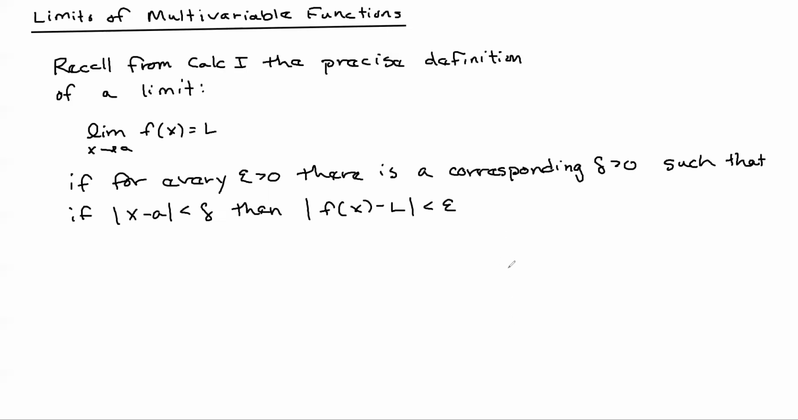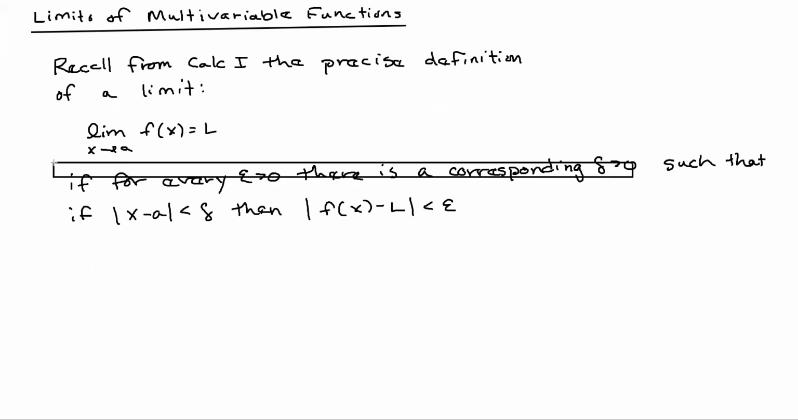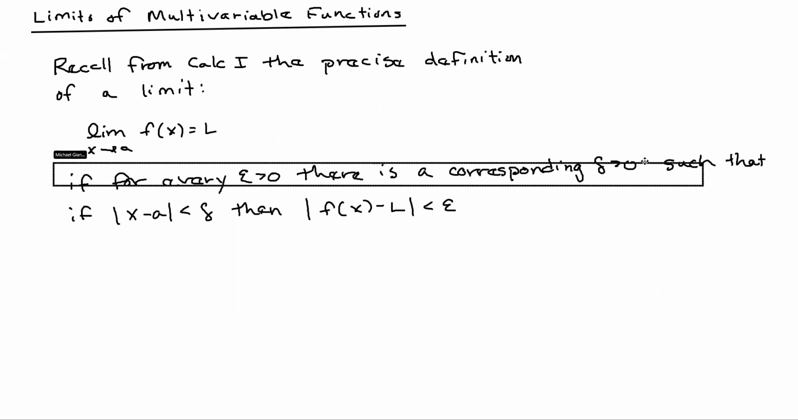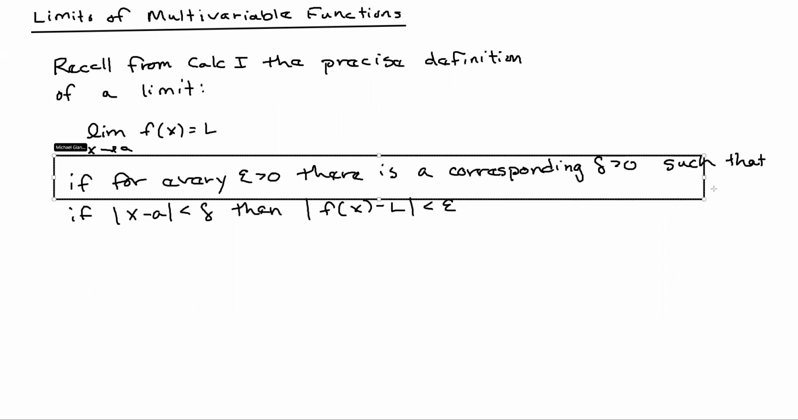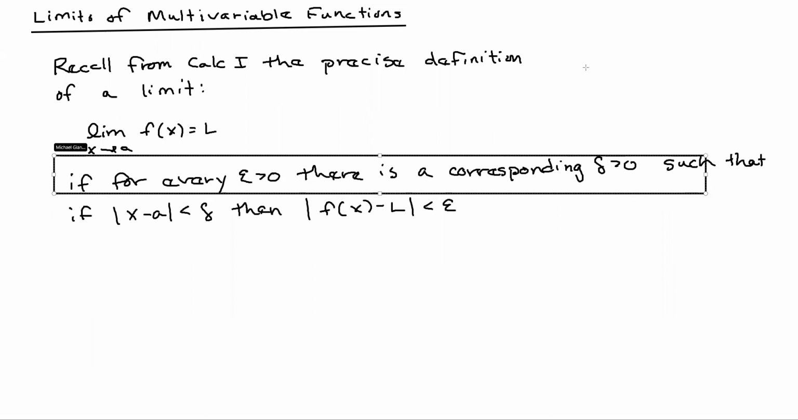So what does this say? How does this work, right? The way that the precise definition works is there's really two pieces to it. There's kind of two lines here. There's the line that says for every epsilon there's a corresponding delta, and then there's this line about the absolute value of x minus a and the absolute value of f of x minus L. So if you're going to try and understand how this works, you can really break it into two pieces.